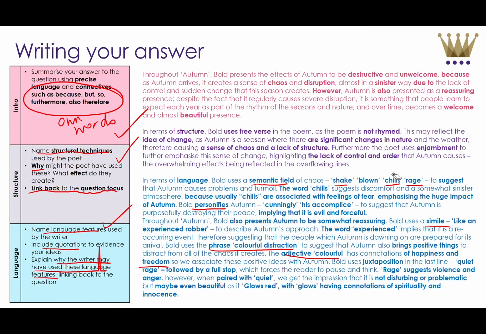Now, all I've done there is pretty much listed a technique and explained the effect. If I was going to give this a mark, this gets 24 out of 24, and it's a 4-mark answer. So use that as an example to write yours when you write your own unseen poetry question.